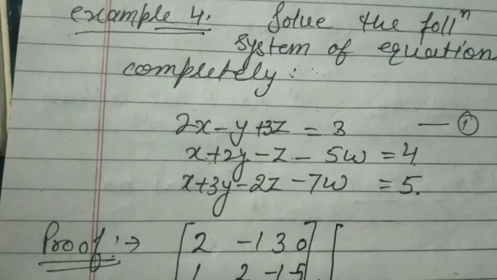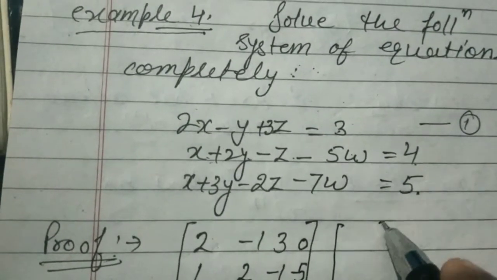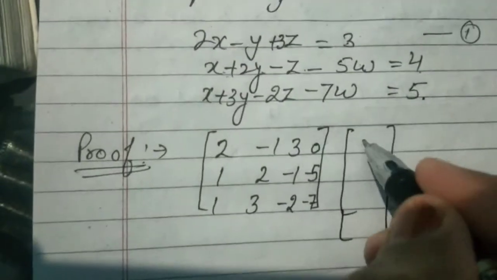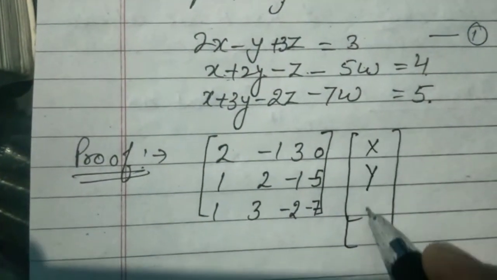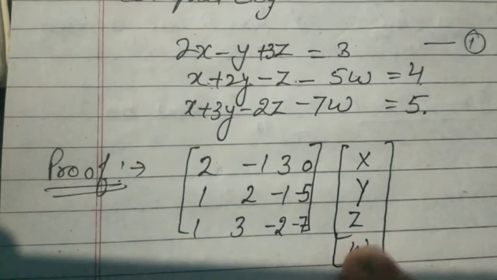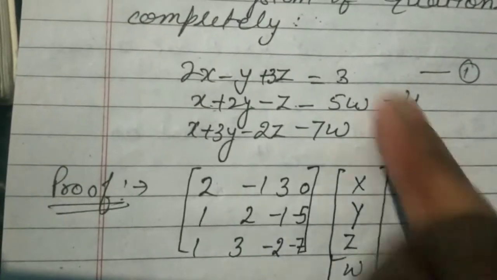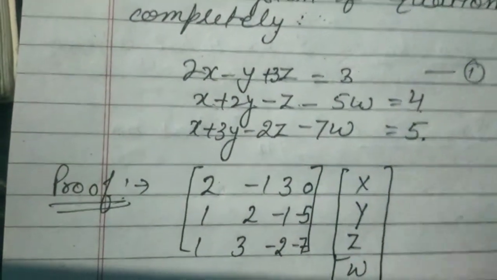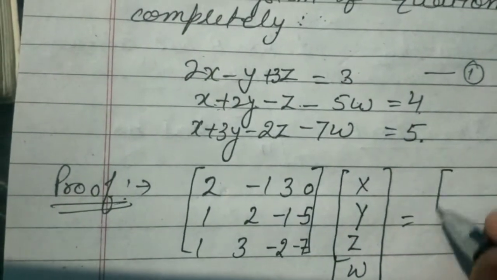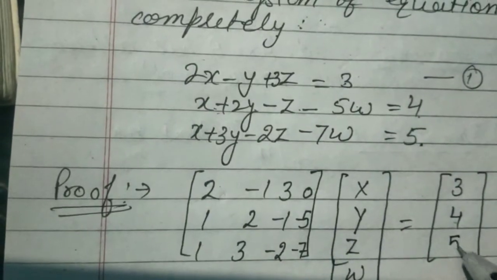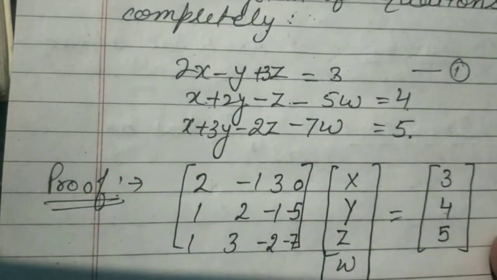Now we write another matrix with the variables x, y, z and w. In the first example we had only 3 variables x, y, z, but in this example we are given 4 variables. The fourth variable is w, and now the constant matrix is 3, 4, 5, which we always write on the right hand side.